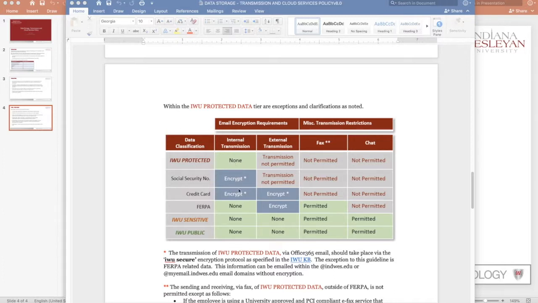On the left-hand side, under encryption, if it's marked none, there's no requirement. Encrypt, obviously, it's required to be encrypted. The only areas that we require encryption would be Social Security for internal, credit card for both internal and external, and FERPA for external. The policy would propose not to permit any transmission of IWU protected or Social Security numbers externally.